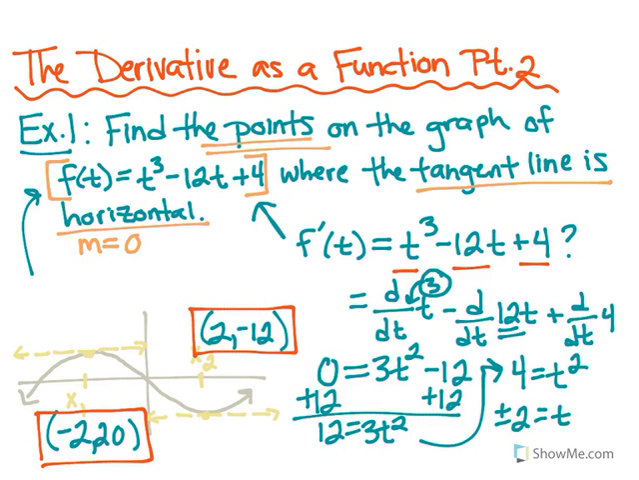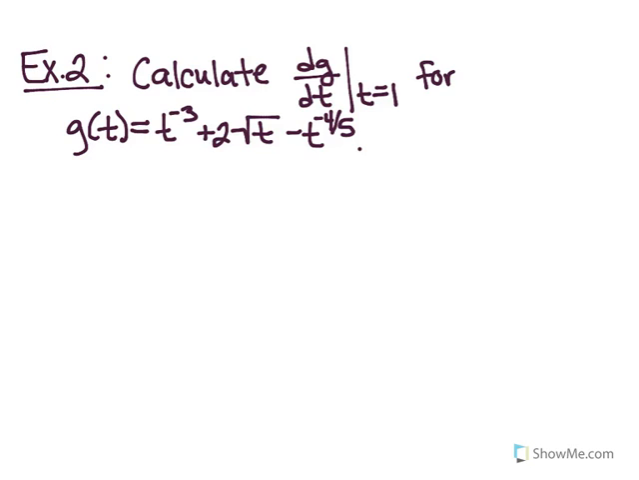So let's take a look at another example. In this one, we're going to calculate dg/dt when t is equal to 1 for the function g of t equals t to the -3 plus 2 root t minus t to the -4/5. This is a great example for showing some different variations of our power rule. We need to know how to take the derivative of negative exponents, square roots, and negative rational exponents. This is great practice for it.